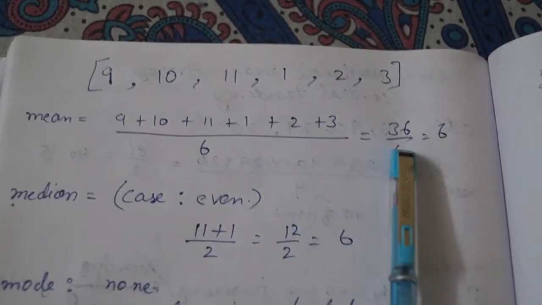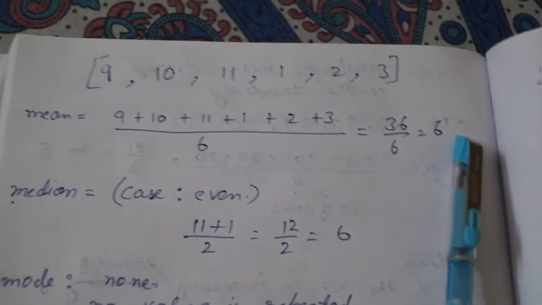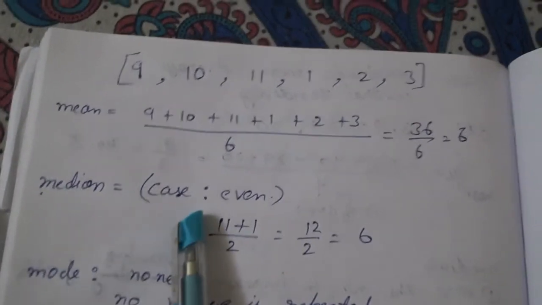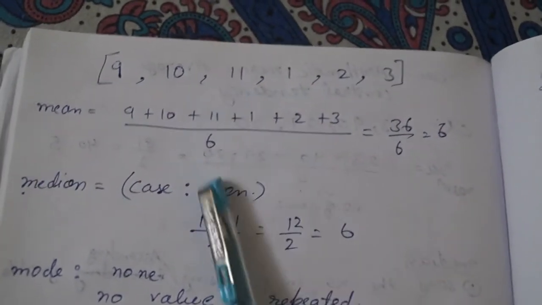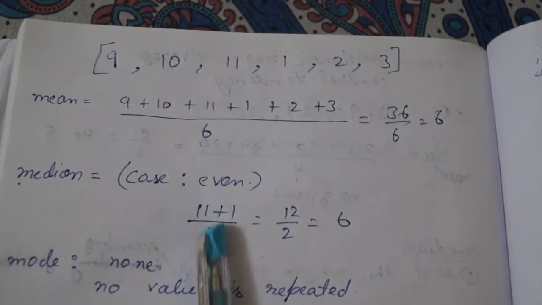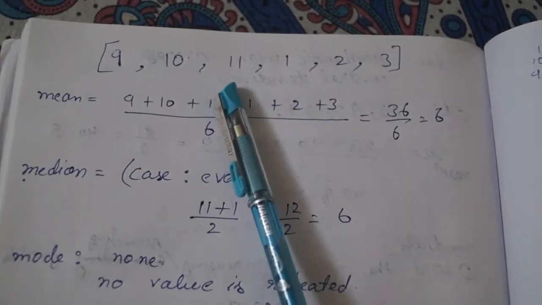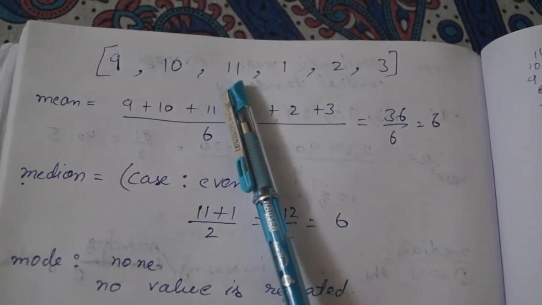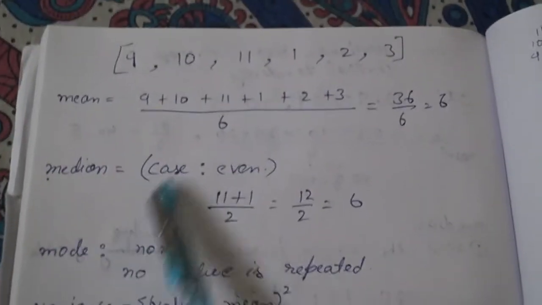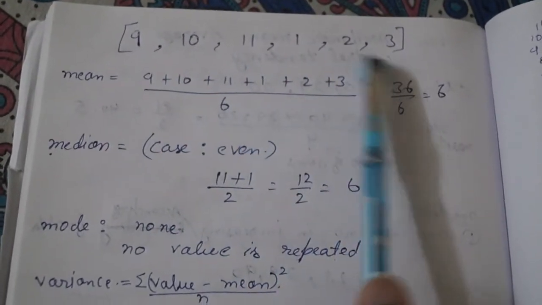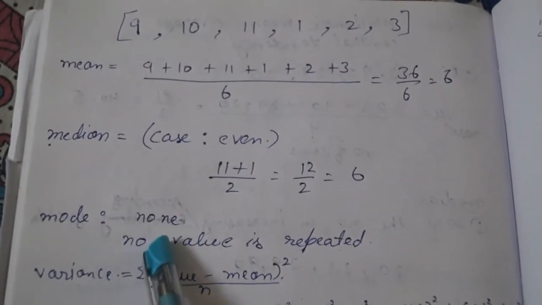So we get 36 by 6. So we get an average of 6. Then we will find the median. Since it has 6 elements, the case is even, so we will find its middle two values, which are 11 and 1, and then average them, so we get 6. So its median is 6. Then since no value is repeated, it has no mode.